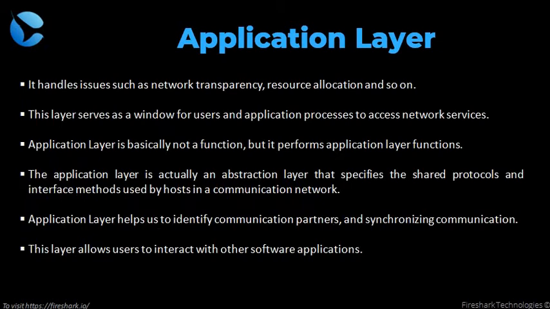It handles issues such as network transparency, resource allocation, and so on. This layer receives the window for users and application processes to access network services. Application layer is basically not a function, but it performs application layer functions. The application layer is actually an abstraction layer that specifies the shared protocols and interface methods used by hosts in a communication network. Application layer helps us to identify communication partners and synchronize communication. This layer allows users to interact with other software applications.